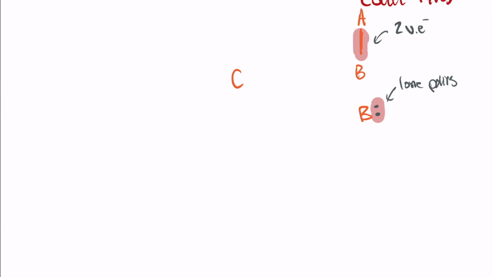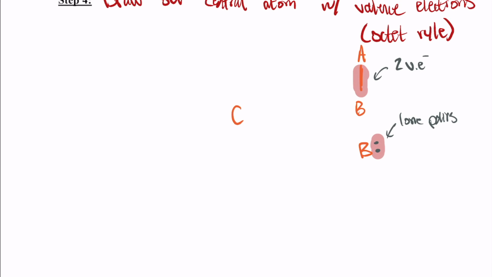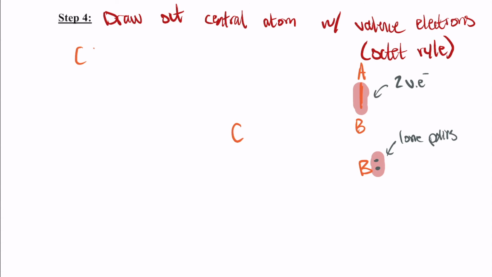So we know that carbon likes to fill out its octet rule. Let me just write out the molecule again. Anyway, so carbon likes to have its octet rule filled. So what we want to do is let's just draw a bond to each chlorine.